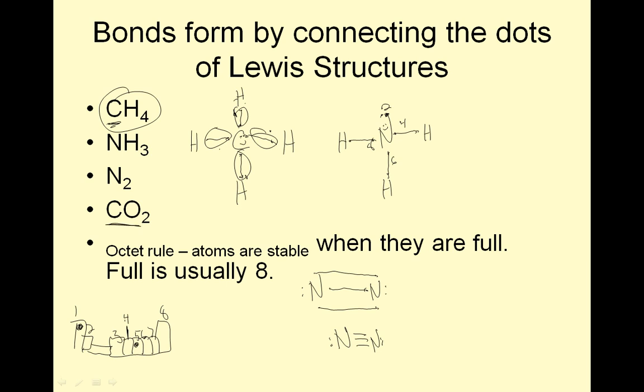What goes in the middle? There's only 1 carbon, so it goes in the middle. 1, 2, 3, 4. Oxygen has 6. 1, 2, 3, 4. I'm going to aim my pairs away from it. 5, 6. Oxygen has 6.